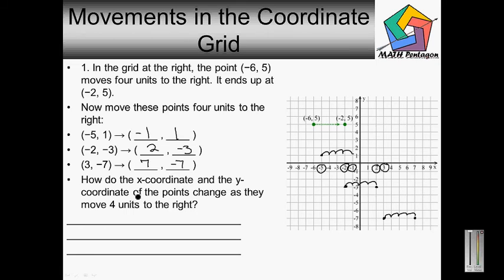And the question is asking us, how do the x-coordinates and the y-coordinates of the points change as they move 4 units to the right? Well, pretty much the x-coordinates changed, but the y-coordinates didn't, because we're just moving 4 units to the right. So let's now move on to a few exercise problems so we understand the concept of what we are doing here.